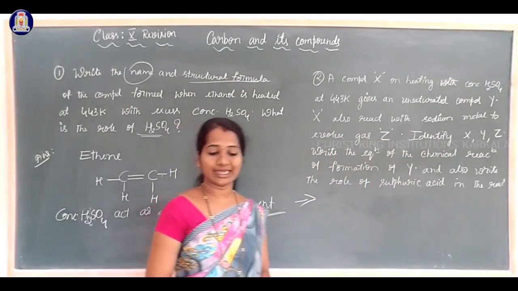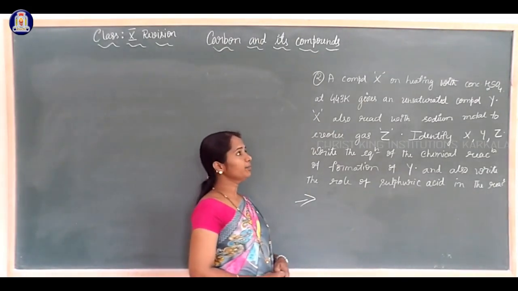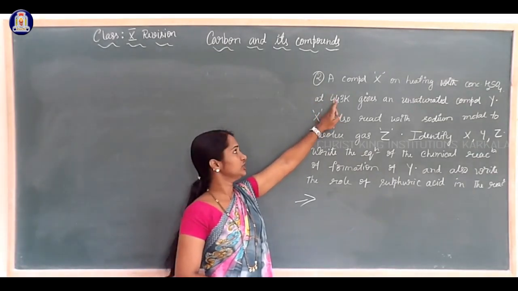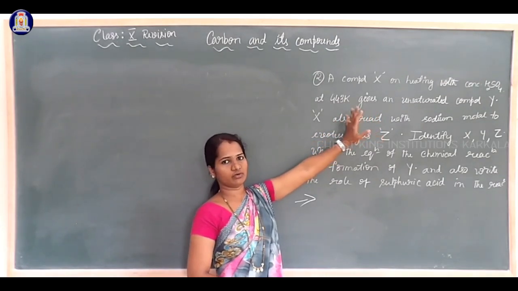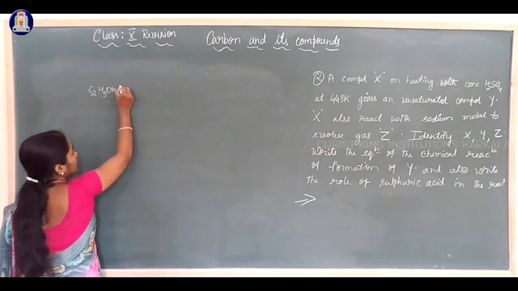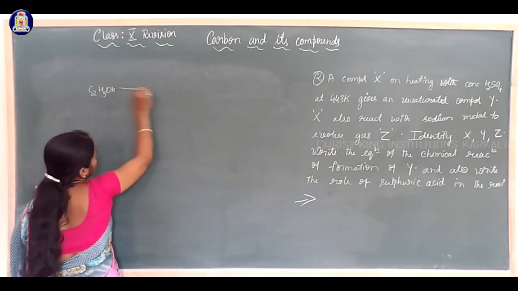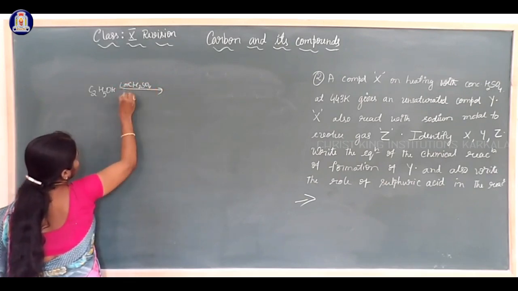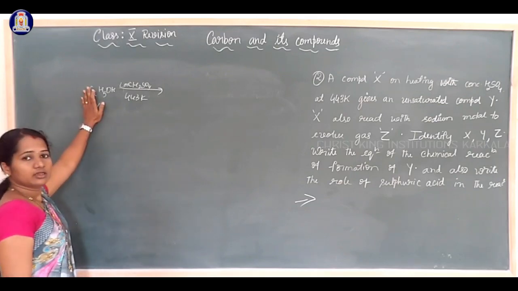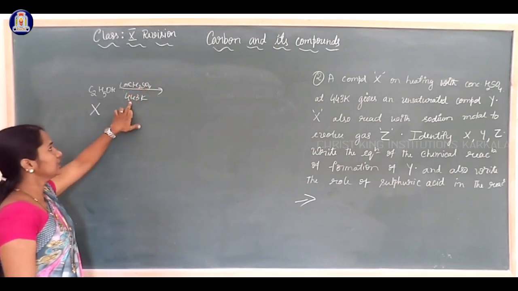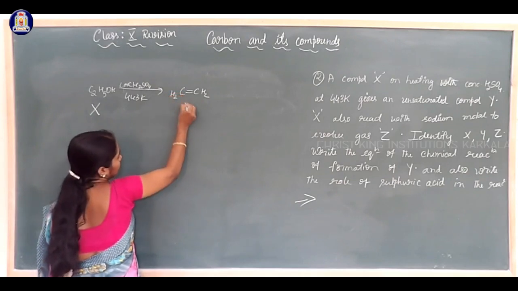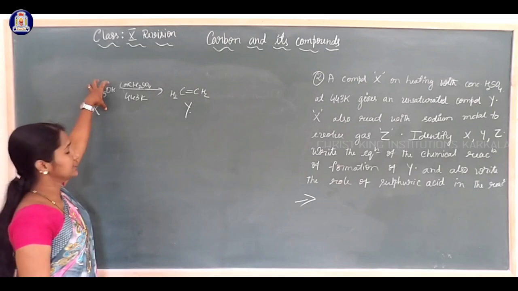So we'll solve this problem step by step. What the question says: a compound X on heating with concentrated H2SO4 at 443 K. When you see this 443 K concentrated H2SO4, you have to write what that reaction is. C2H5OH, or CH3CH2OH, reacts with concentrated sulfuric acid H2SO4 heated at 443 K. It gives an unsaturated compound. So this is X. We get an unsaturated compound, that is ethene, that is called Y. X is C2H5OH.